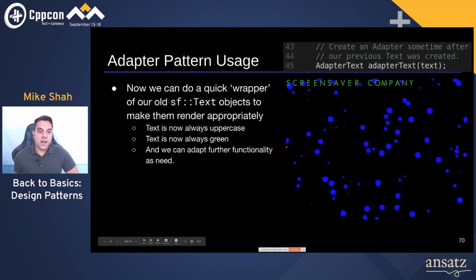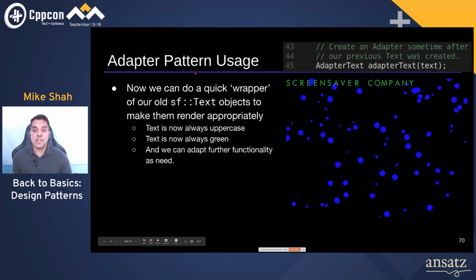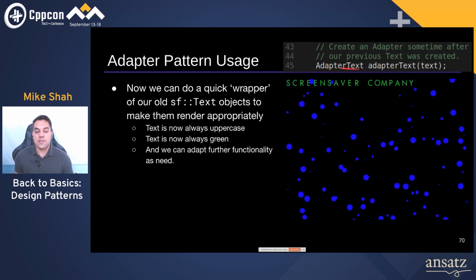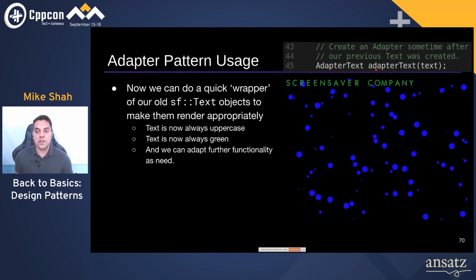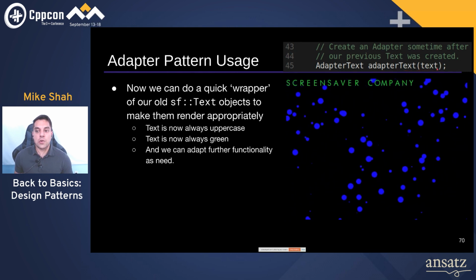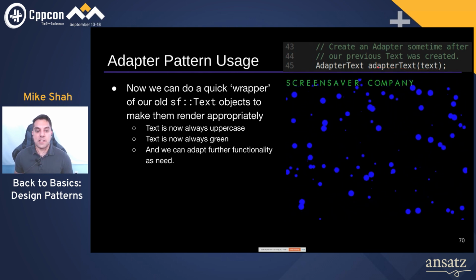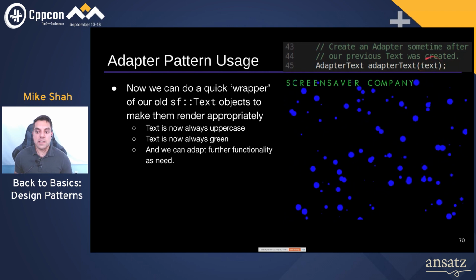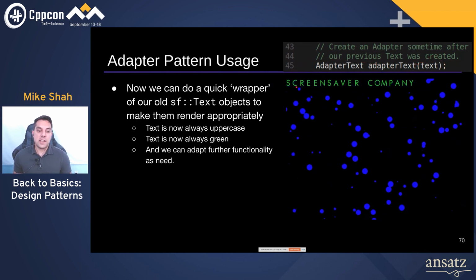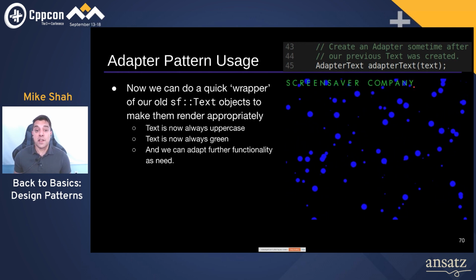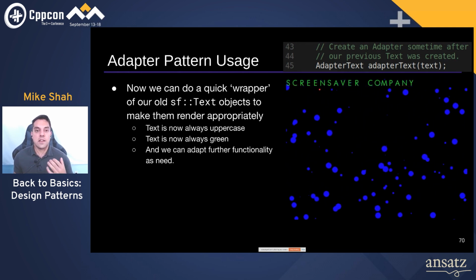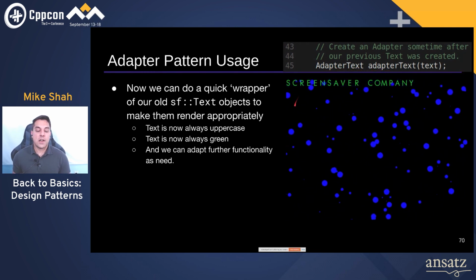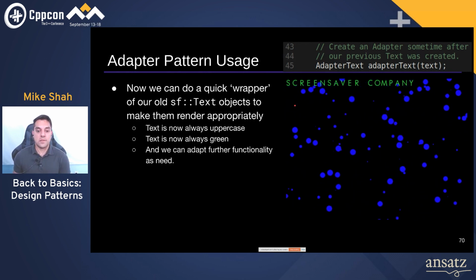Okay, so here's the usage of our adapter pattern. Looking at the code snippet in the top right, we have created a new adapter text. Here's our new object that we've instantiated, and we're taking in our old text and going to adapt it through this new object. So it's just a very quick wrapper of a previous implementation. And we see here that the text appears in uppercase. It's always green. It's the right font size. Whatever the other requirements are that you need to add can all be wrapped into this adapter text. And then as needed, you can add more functionality. No problem.